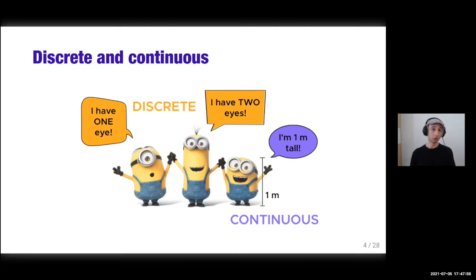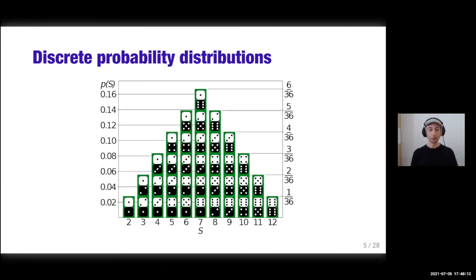Now I'm going to show you some more concrete examples of discrete and continuous probability distributions, and you'll see why they're really important when thinking about priors. I mentioned before rolling two dice, and this is exactly what I'll be telling you about for a bit. Let's assume that you have two dice, one black and the other white, and you roll them, and then you sum whatever the two dice give you.